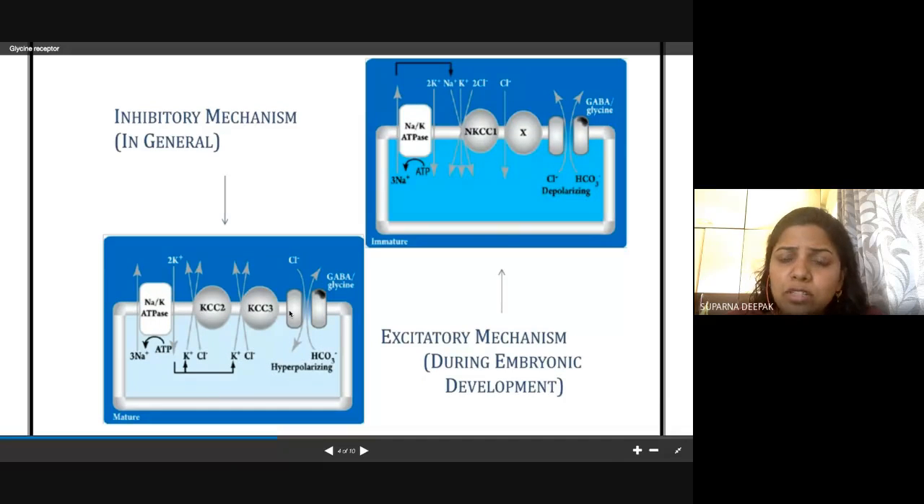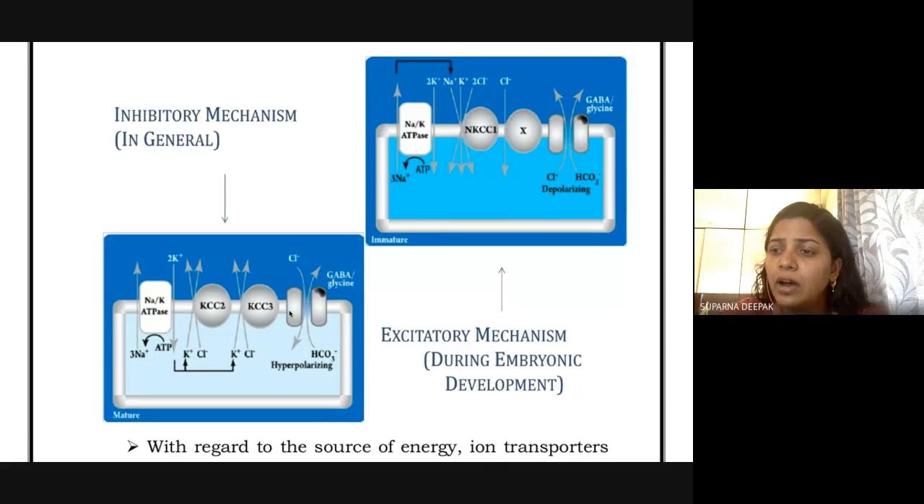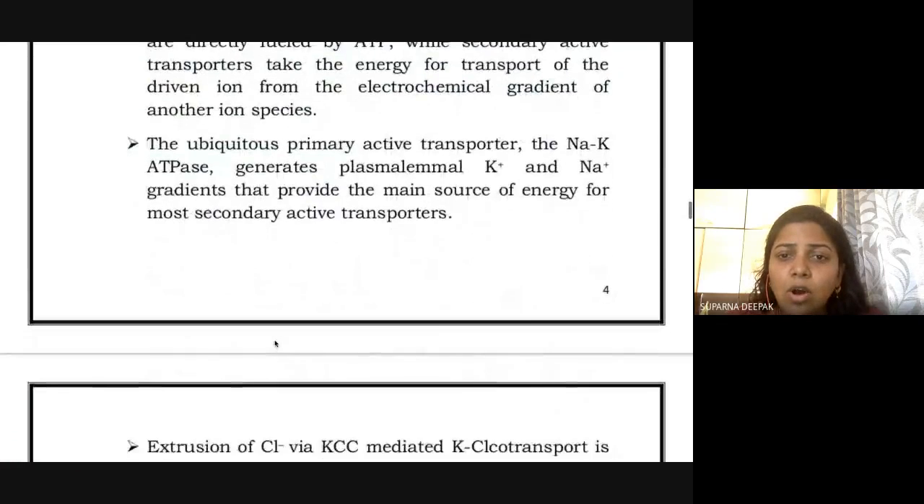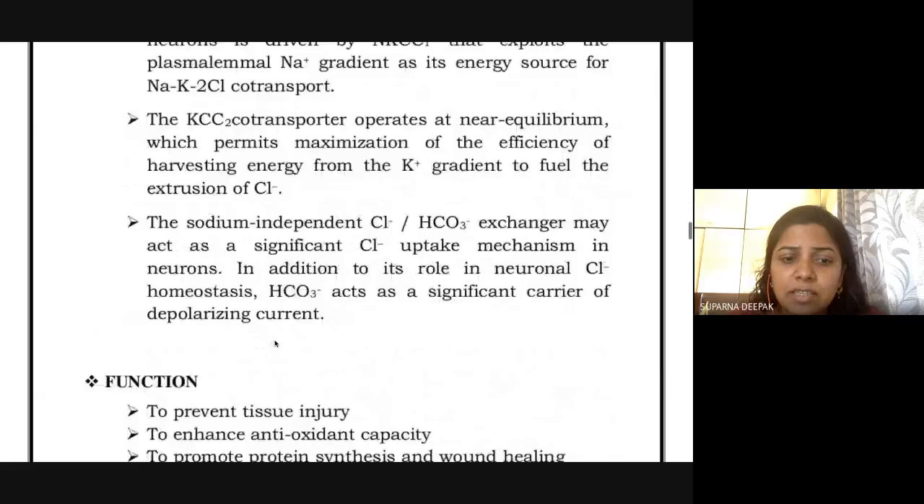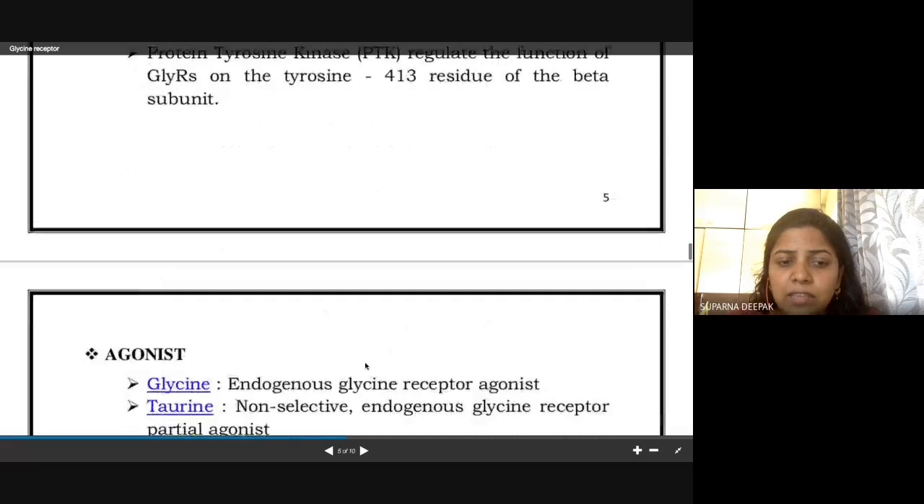So it depends upon the concentration gradient of these ions, and depending upon that you can find out what exactly is happening when the ion channels are opening up. Okay, so the same thing I have just explained to you. The function of these receptors is to prevent tissue injury, to enhance antioxidant capacity, to promote protein synthesis and wound healing. You have biosynthesis by different ways of heme, creatinine, glutathione, and regulation takes place with the help of different PTKs, that is protein tyrosine kinases.